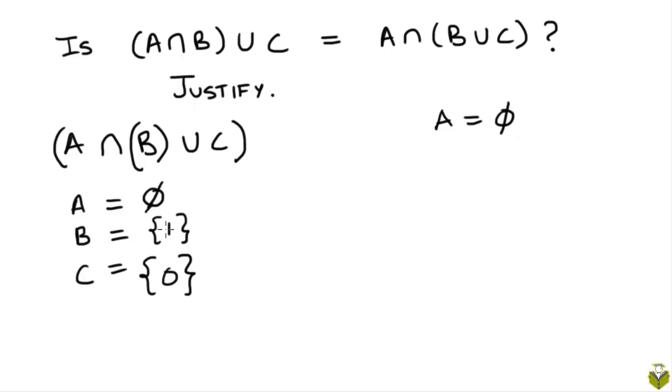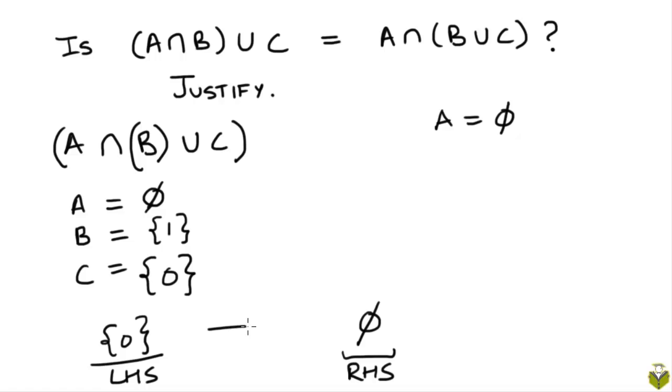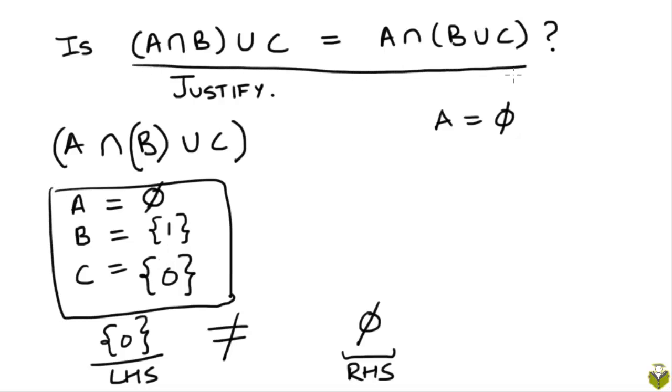A intersection B would be phi, and phi union C would just be C. So we would get this set {0} on the left hand side, and on the right hand side we would get phi intersected with B union C, which is the two element set {0, 1}. So phi intersected with B union C, regardless of what B union C is, would be the empty set phi. So the right hand side would be the empty set phi. And so we can clearly see here that the left hand side is not equal to the right hand side. And so this is a counterexample which disproves this general claim.